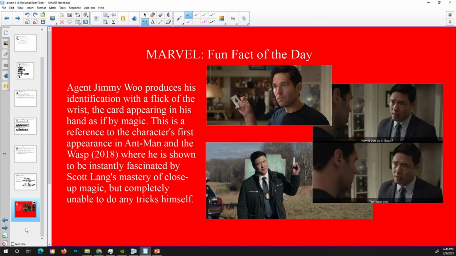So, the Marvel fun fact of the day, Agent Jimmy Woo produces his identification with a flick of the wrist, and the card appearing in his hand as if by magic. This is a reference to the character's first appearance in Ant-Man and the Wasp in 2018, where he is shown to be instantly fascinated by Scott Lang's mastery of close-up magic, but completely unable to do any tricks himself. So in Ant-Man, saw the trick, wants to know how to do it, has been practicing it. Beginning of WandaVision, there he is, able to do the magic card trick.